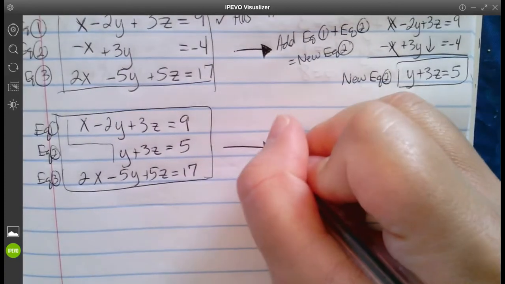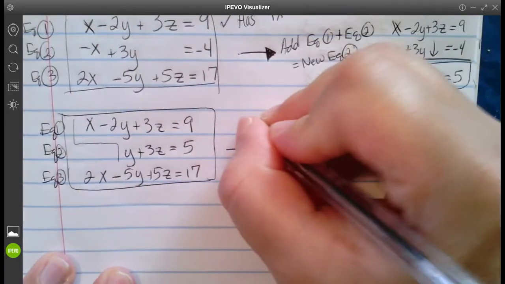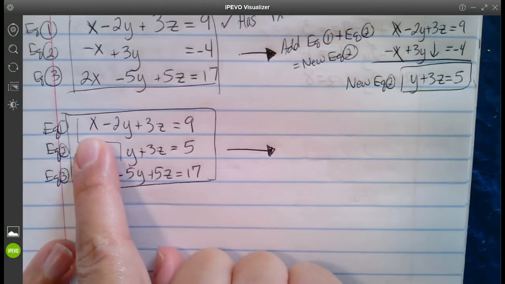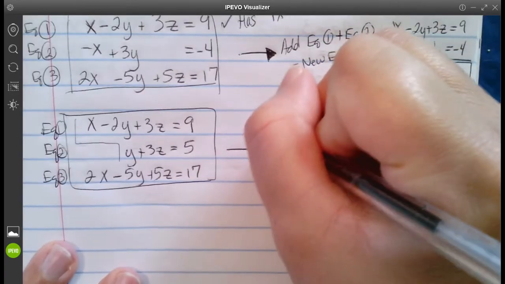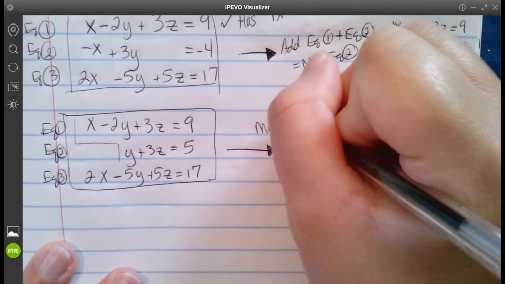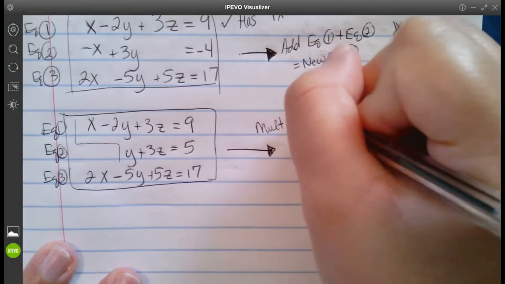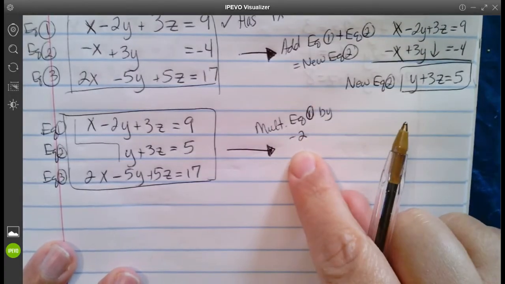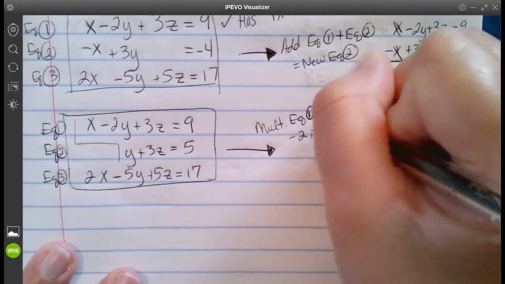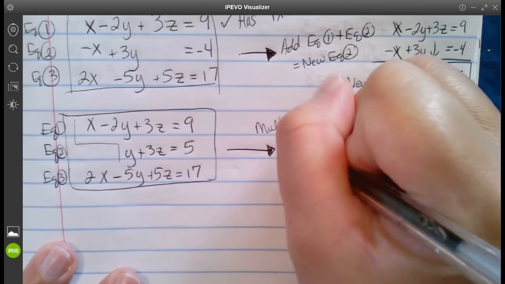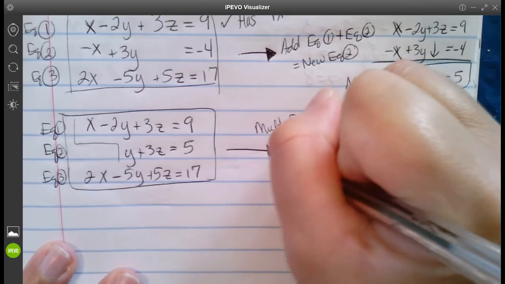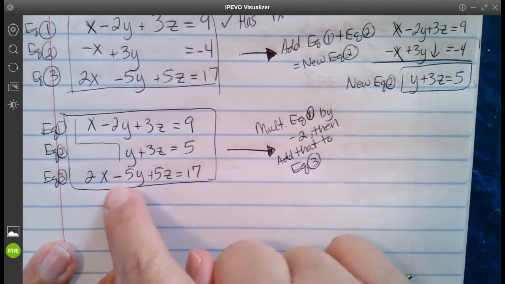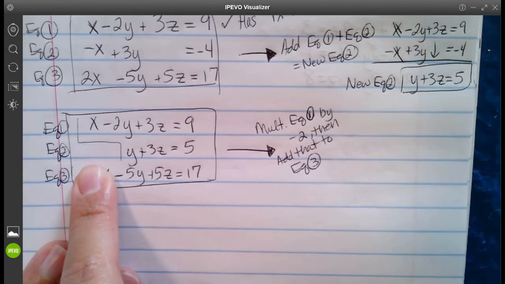So for my second operation, to get rid of 2x, I need negative 2x, right? The only way I can get negative 2x here is if I multiply equation 1 by negative 2. That's the first thing I'm going to do. Then I'm going to add that to equation 3. So I'm going to multiply this one by negative 2 and then add it to this one to get rid of that 2x.